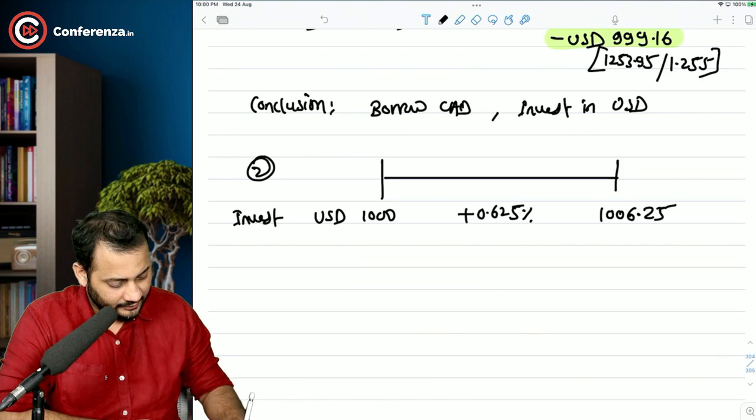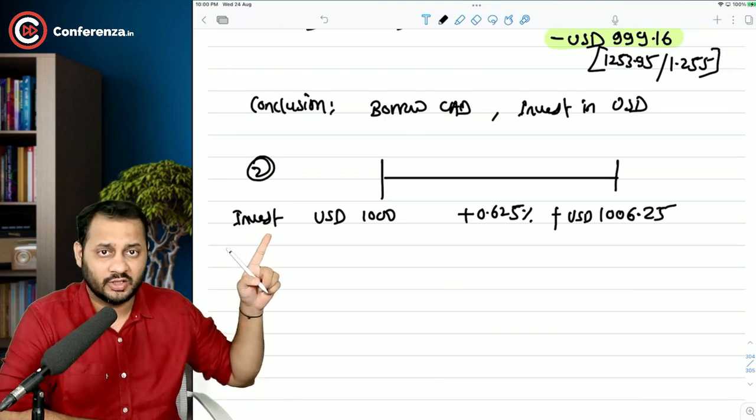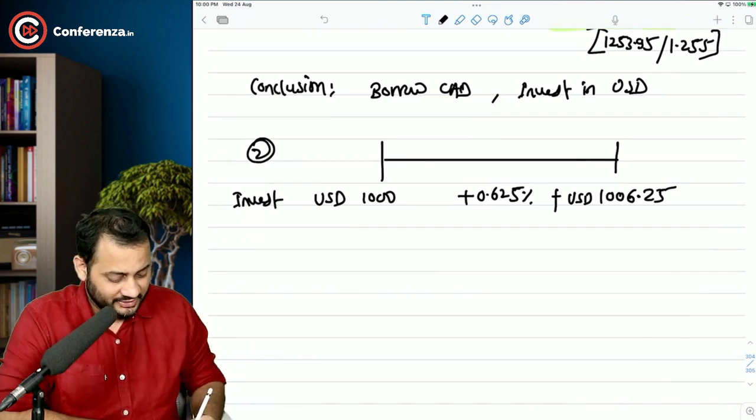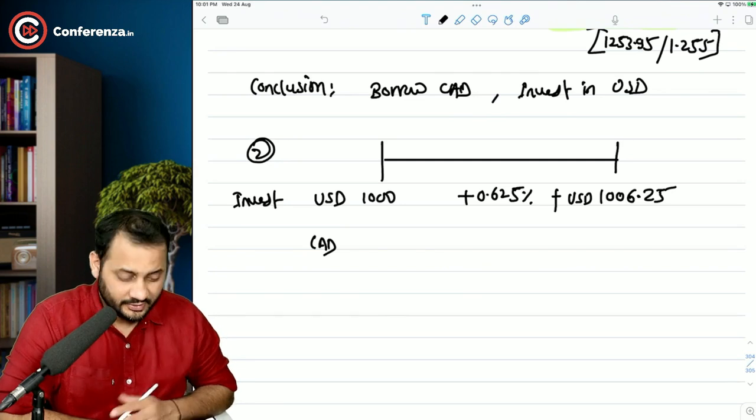1006.25 at the end. This is what we will receive if we invest $1,000 today. But instead of investing in USD, if you invest in Canadian dollar, what will happen? You will have to invest this much of the Canadian dollar.